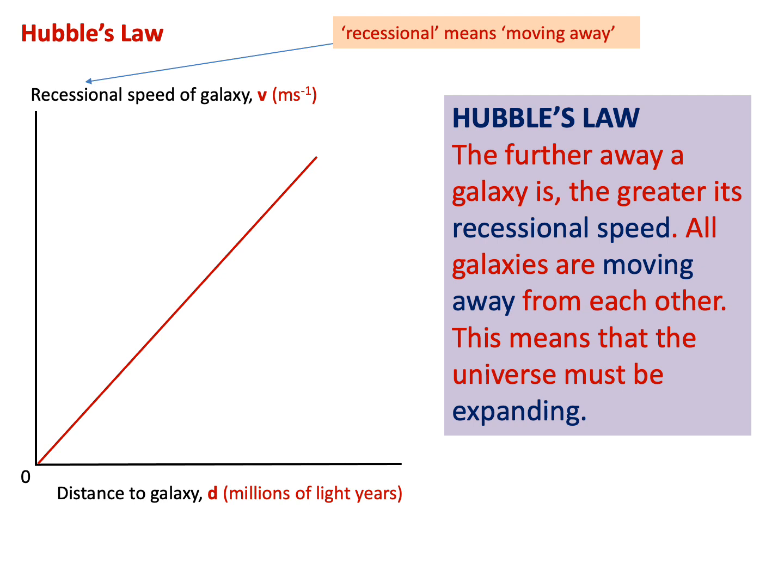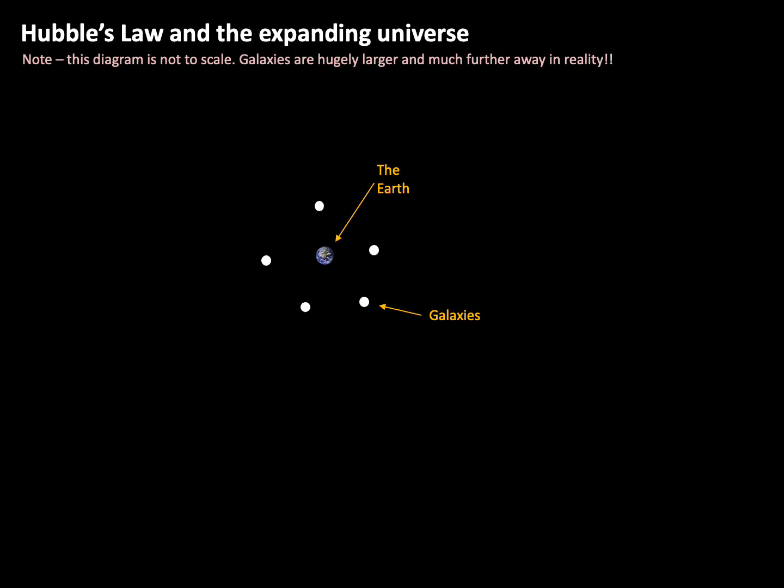Hubble's law, in a simple expression, basically says the further away a galaxy is, the greater its recessional speed. That's its speed moving away from us. And in fact, all galaxies are moving away from us, and they're all moving away from each other. Now, if all the galaxies are moving away from us and from each other, the only conclusion we can make is that the universe itself is expanding, and that's what we believe to be the case today.